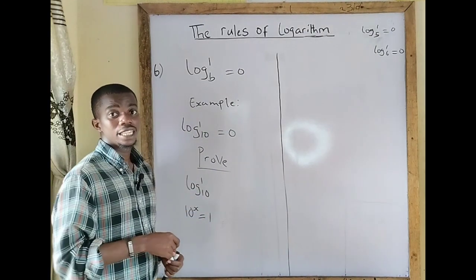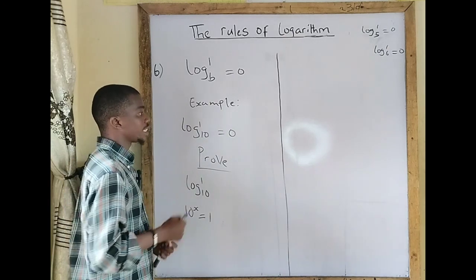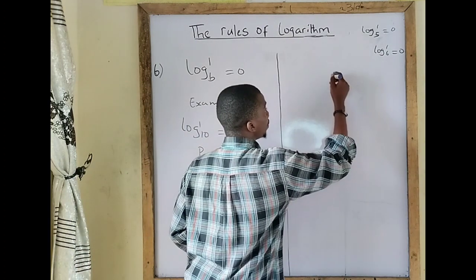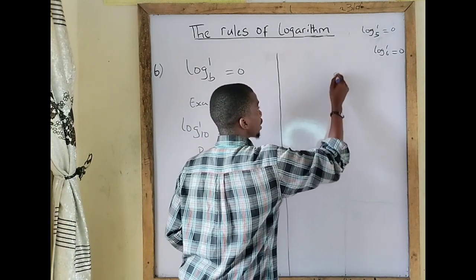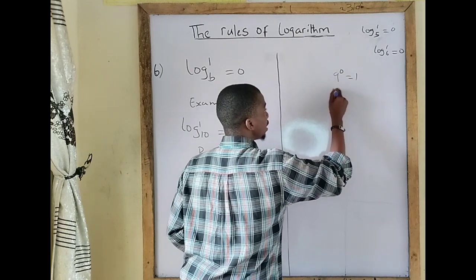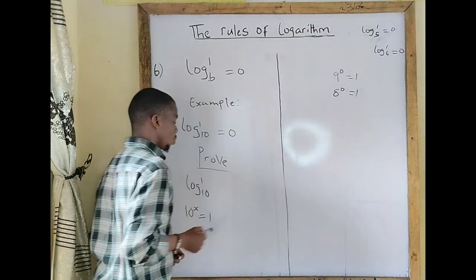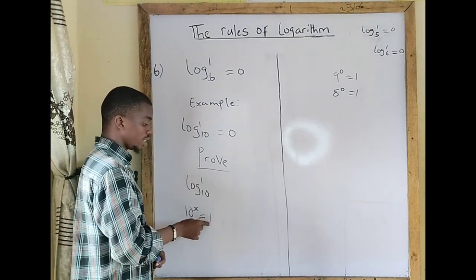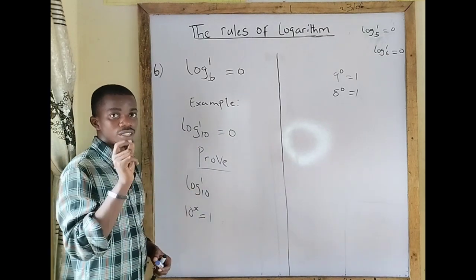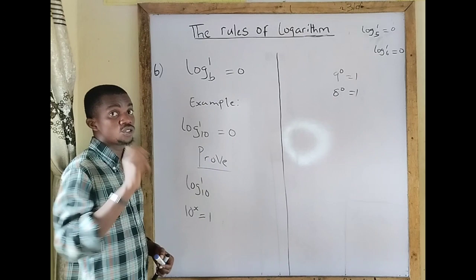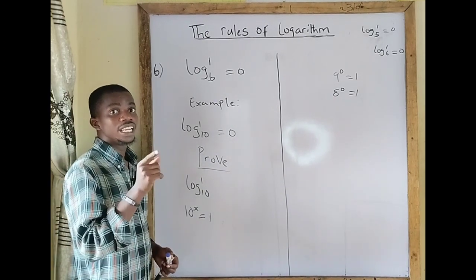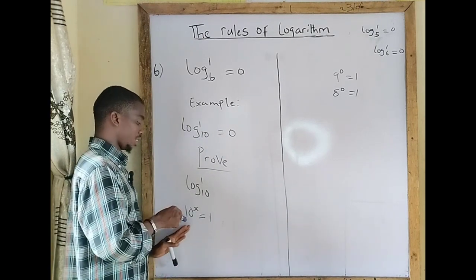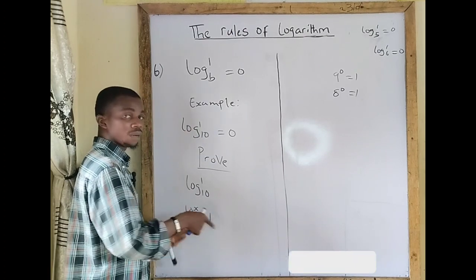But remember that any number raised to 0 is equal to 1, whether it's 9 raised to power 0 or 8 raised to power 0, whatever number raised to power 0 is equal to 1. Therefore 1 is a base raised to power 0, and it cannot be any other base than base 10, because on the left side of the equation we have base 10.